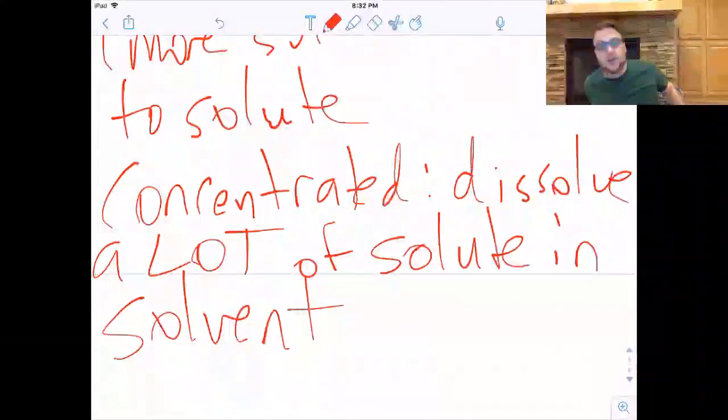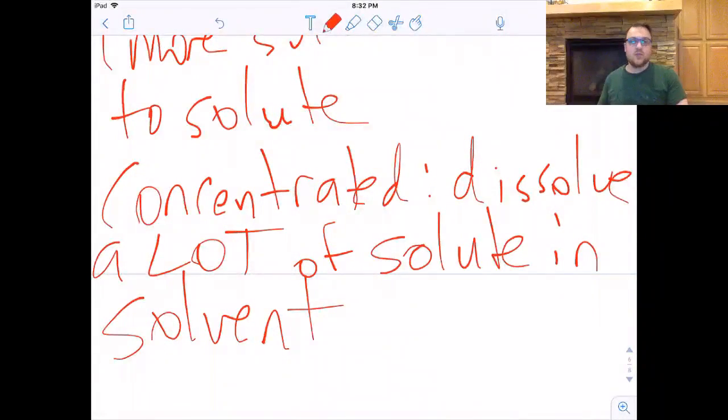So we did a lab with this in my class with Kool-Aid, where we made some Kool-Aid and we tried it. And some of the Kool-Aid just kind of tasted like water, and then some of the Kool-Aid just tasted like you were eating sugar, and it was kind of gross. And some of my students liked it. That was weird. Anyway, that's concentrated versus dilute.